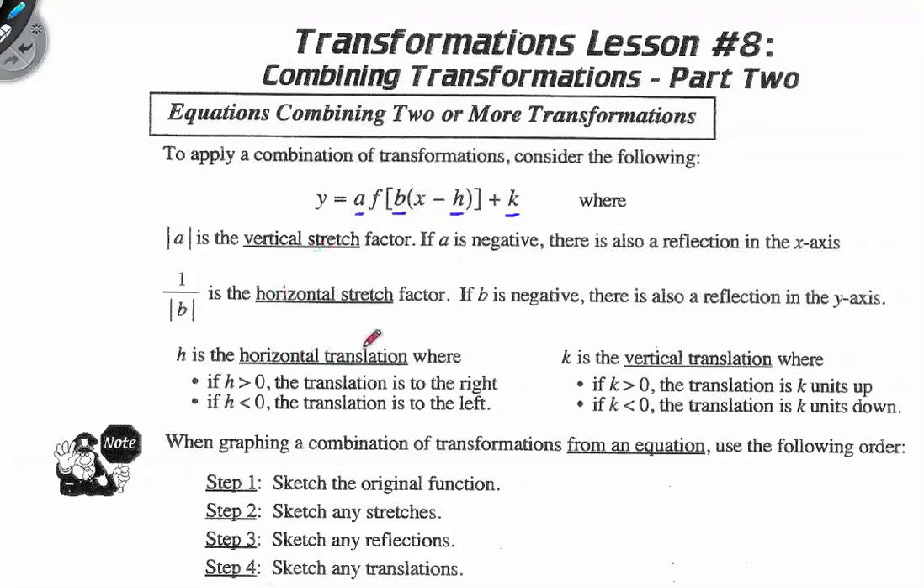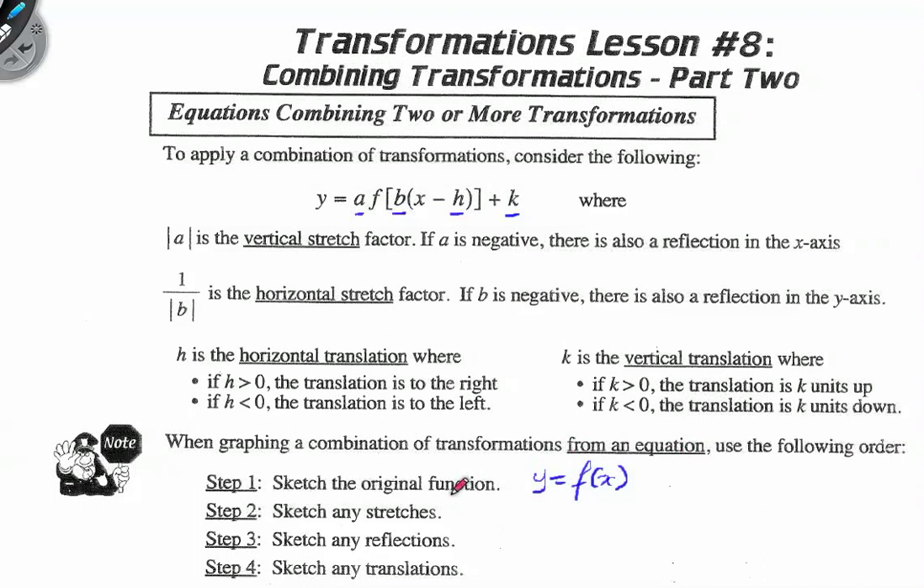I'll let you read over the rest of this part here, and it says, note, when graphing a combination of transformations from an equation, use the following order. This is important. So when you're graphing from an equation, this is the order you should do it in. First of all, sketch the original function before it's being moved. So in other words, the original function is just simply y equals f of x before any changes are made.